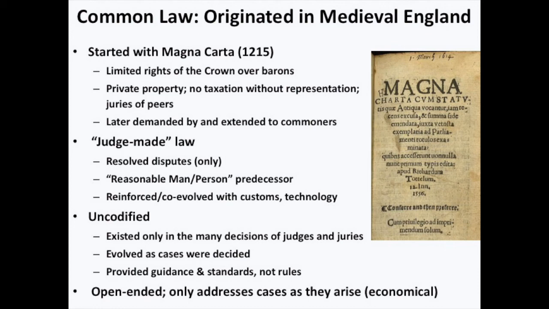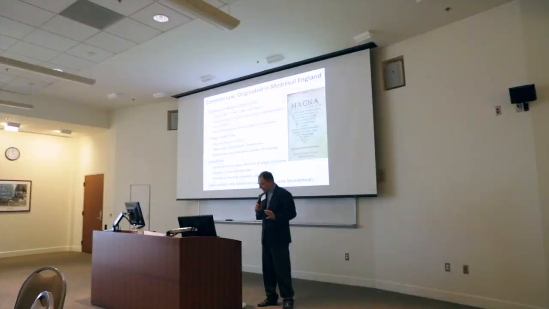So let's start out by looking at our two tools. First, common law, and then civil law. So common law originated in medieval England. It started with the Magna Carta. Originally, it provided for rights for barons only against the crown, private property, no taxation without representation, and so forth. Only later was it demanded by and extended to commoners.